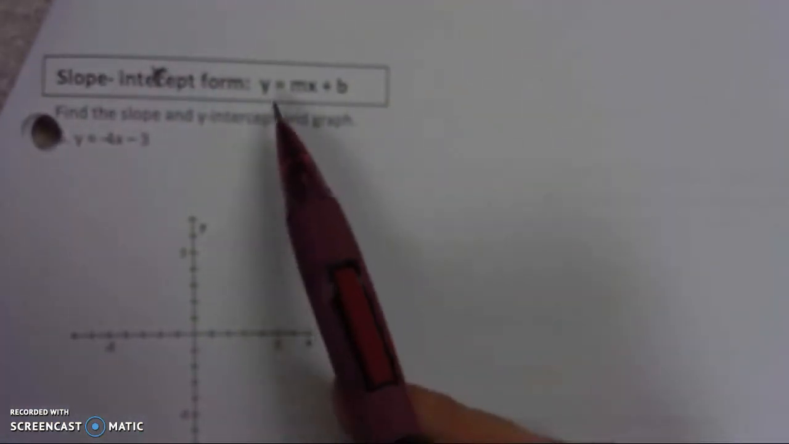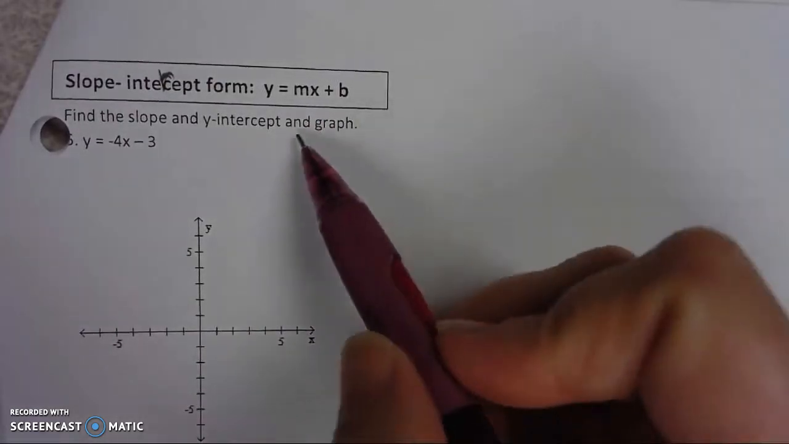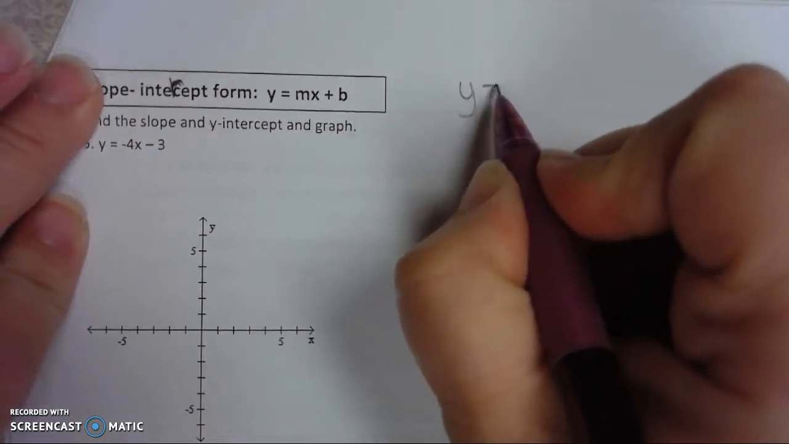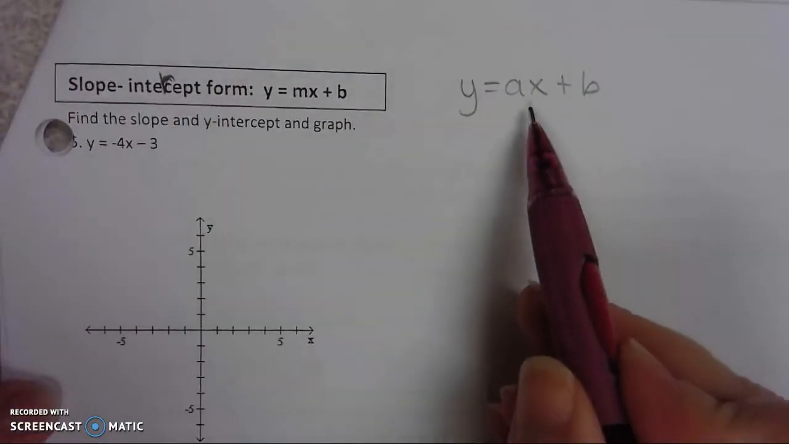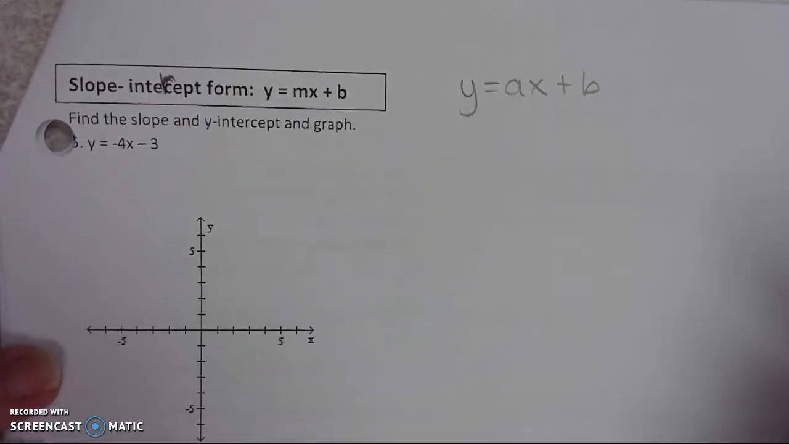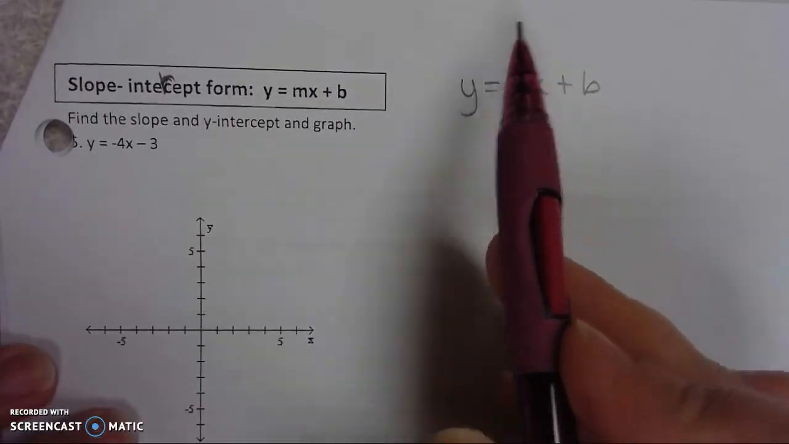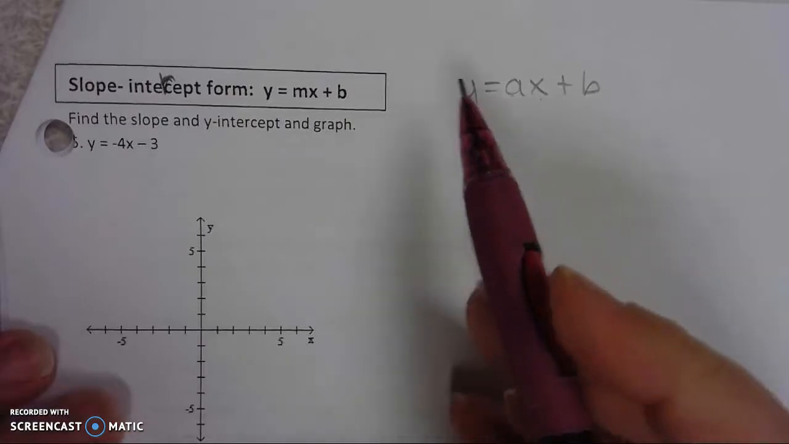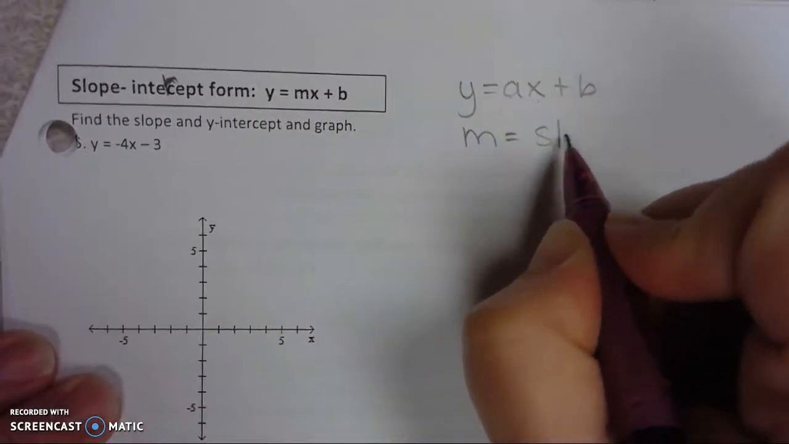Alright, so slope-intercept form says y equals mx plus b. We are accustomed to seeing this because remember we had y equals ax plus b, and we picked a value for x, filled it in, and solved for y. These two things are no different. Now we just know that a and m are the same, and m, we said, represents the slope.